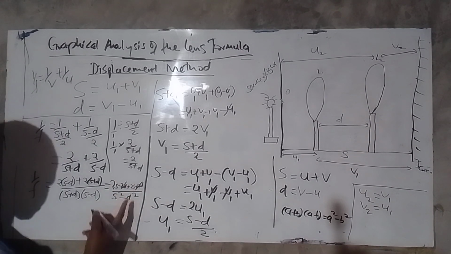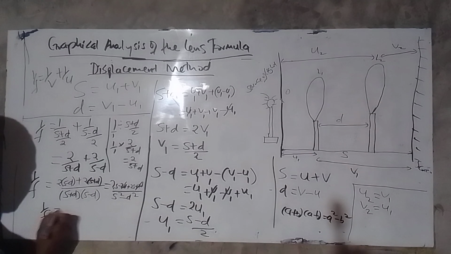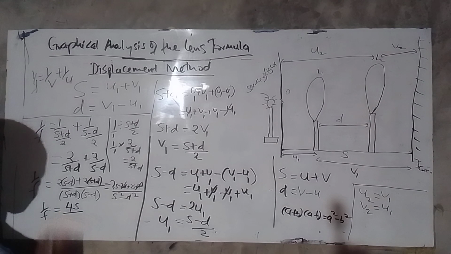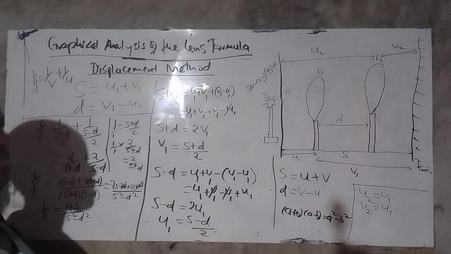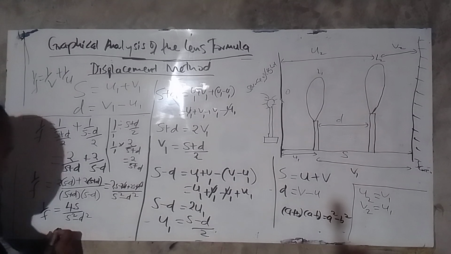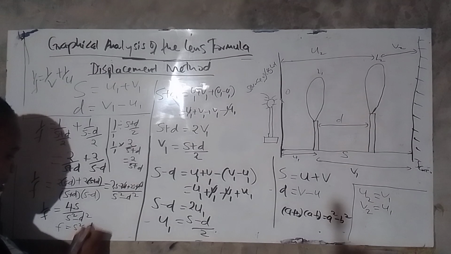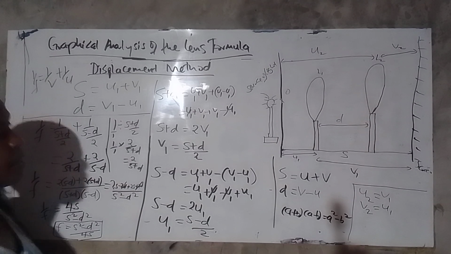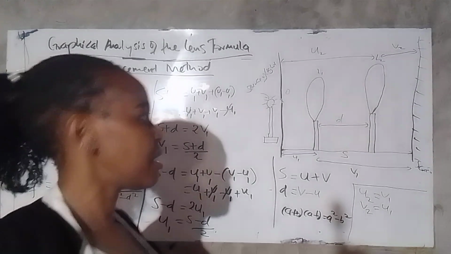So these have cancelled. So what we have is 1 over f equals 2s plus 2s, that is 4s, divided by s squared minus d squared. Now, we are not interested in 1 over f. We are interested in f. So to get f, f over 1 will be equal to s squared minus d squared over 4s. And this is what we are interested in, and we have gotten that from the displacement method.